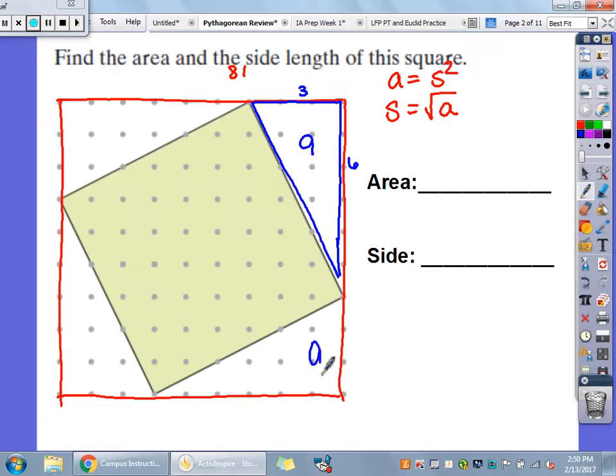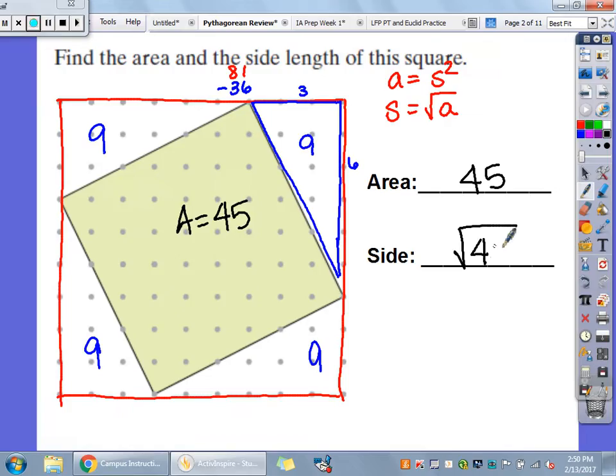So in each one of these corners, there's a triangle with an area of 9. So 9 times 4 is 36. So if we subtract out 36, we get that the area is equal to 45. So if the area is 45, then in order to find the side length, remember we just take the square root of the area. So the side is equal to the square root of the area. So our side would be square root of 45.